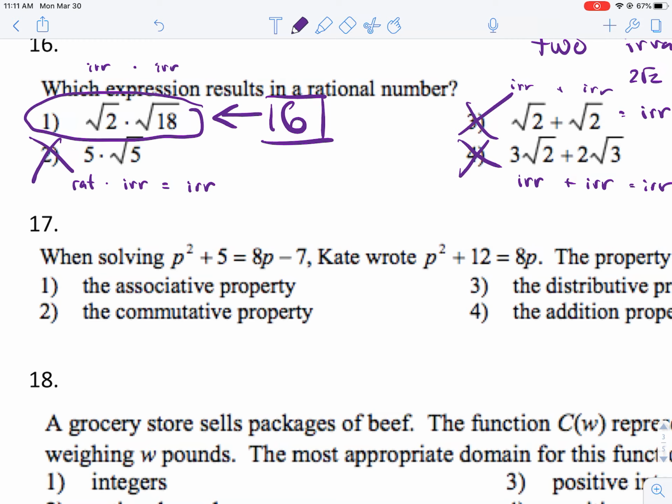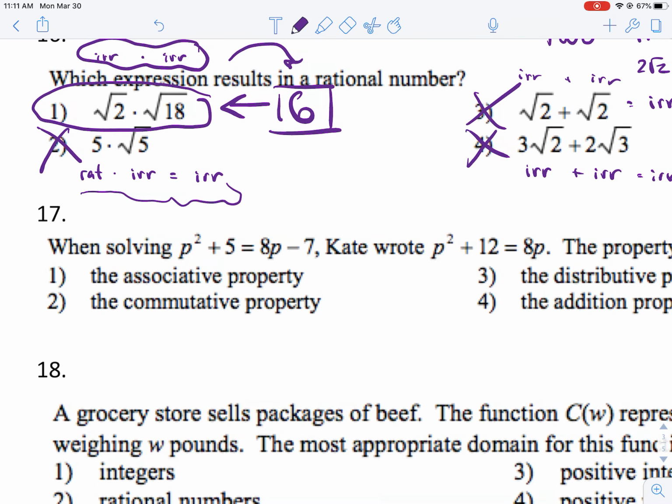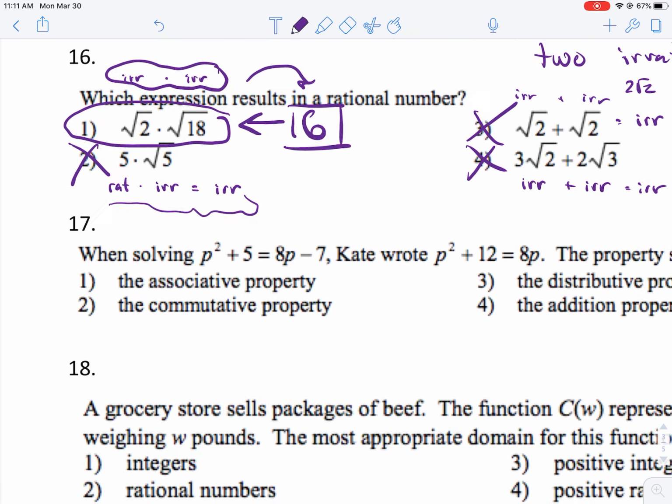So anytime you're adding irrational numbers, it's always irrational. Anytime you add a rational number and an irrational, it's always irrational. Same thing with multiplication: a rational times an irrational is always irrational. This is the only one you have to be careful of. Sometimes an irrational times an irrational number ends up actually being a rational number.